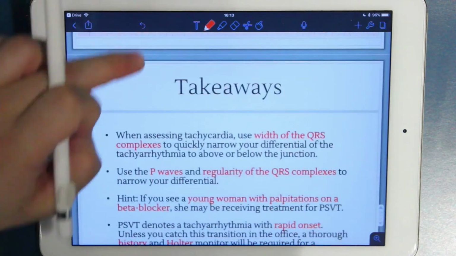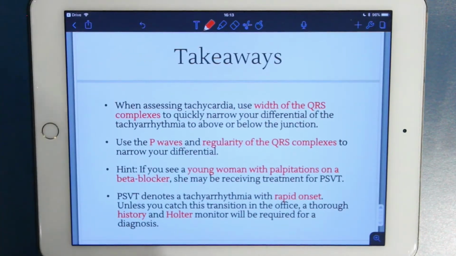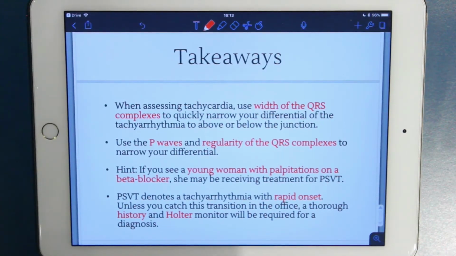So, what are the takeaways for SVT and PSVT? When assessing tachycardia, use the width of the QRS complex to ensure yourself that it's coming from above the ventricles. A wide QRS indicates a ventricular rhythm and therefore is not labeled SVT. Use the P waves and the regularity of the QRS complexes to narrow your differentials.